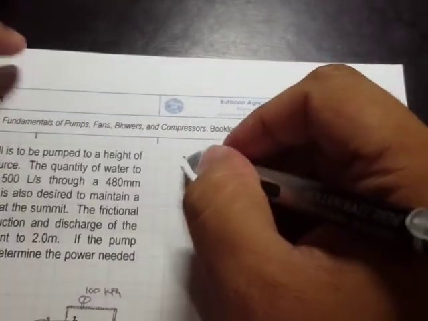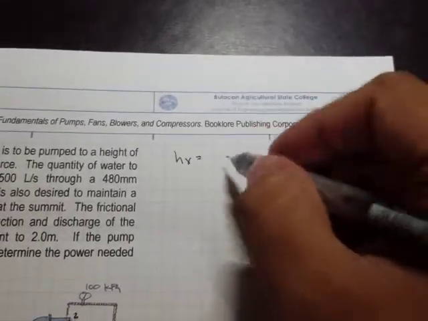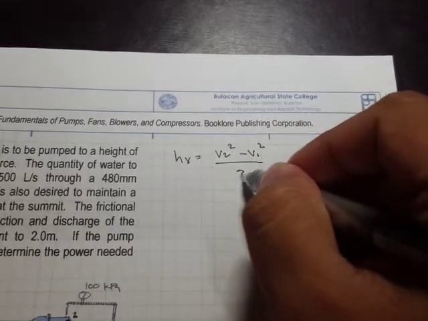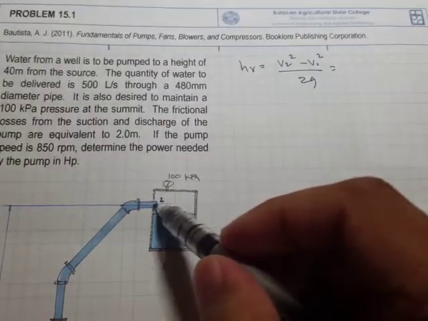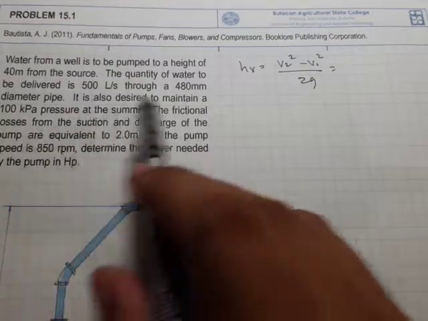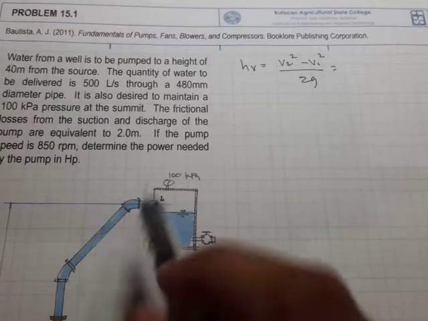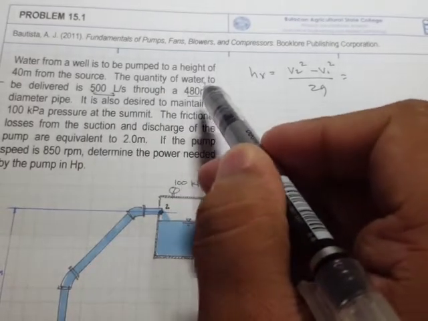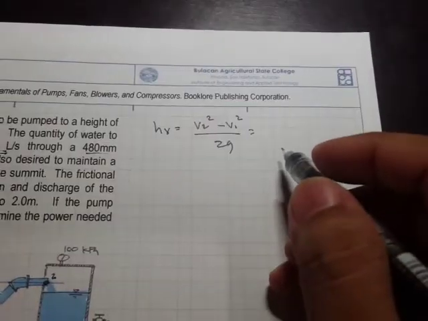Right, so next one is to solve for the velocity head. H sub v is equal to v2 squared minus v1 squared all over 2g. Right, so v2 squared, that's the velocity right here, and since we have the flow rate and we also have the diameter of the pipe, we can solve for the velocity. Q is equal to AV, right?